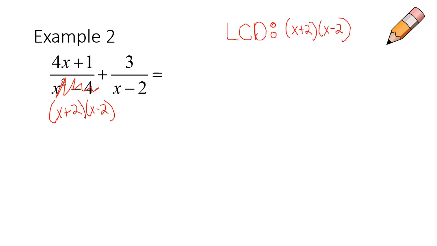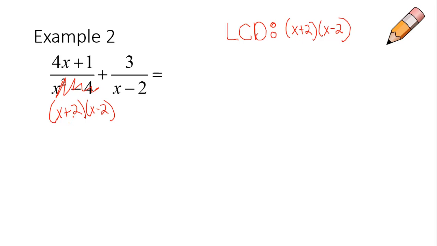Now I need to look at the next fraction, an x minus 2. Do I have an x minus 2 present currently in my least common denominator? I do, right? It's right there. So actually I don't need this x minus 2. It's already been present in the common denominator. So it looks like that is my common denominator.